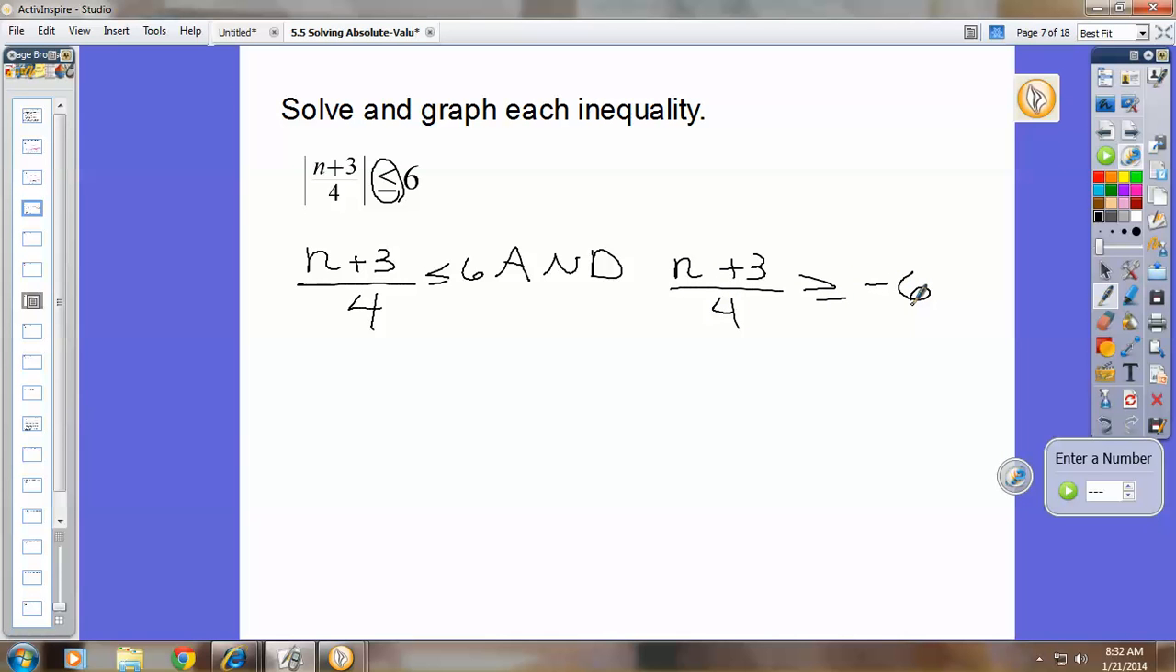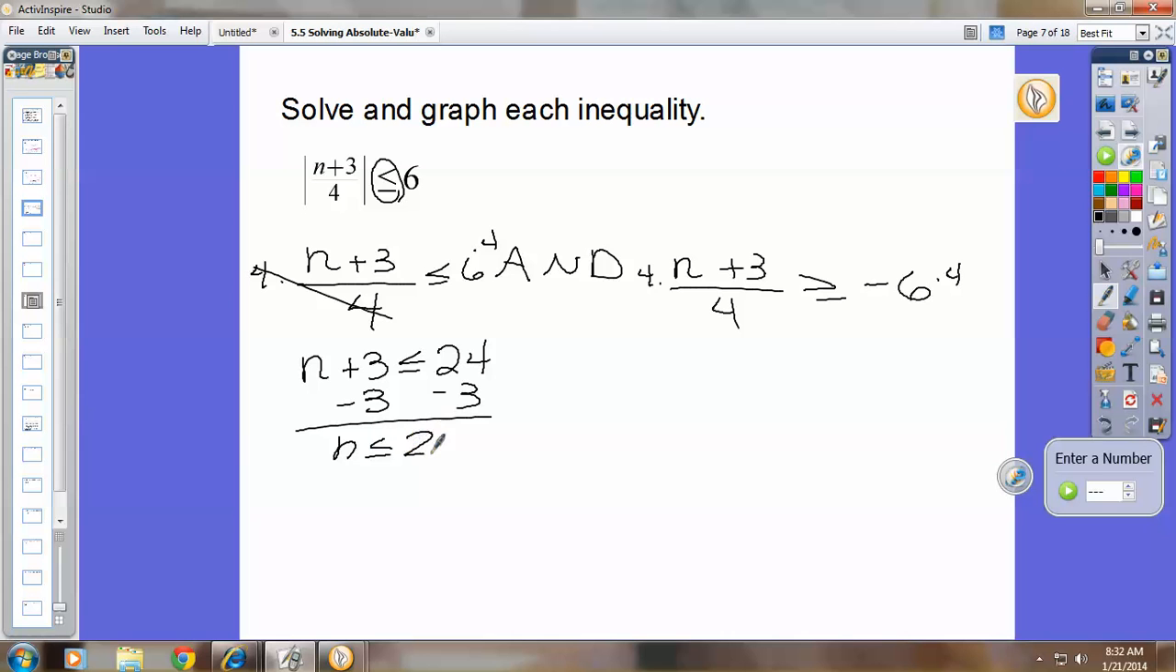How would you solve these inequalities? Multiply by 4. Get rid of that denominator. Make sure you do multiply both sides by 4. So we have n plus 3 is less than or equal to 24. What would you do next? Minus 3. Subtract 3. N is less than or equal to 21.